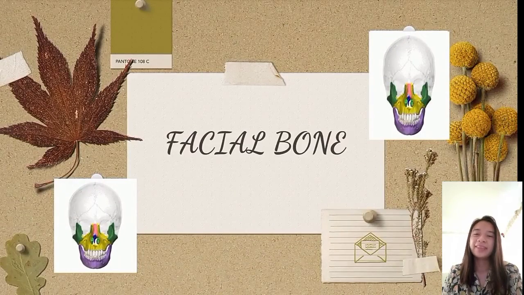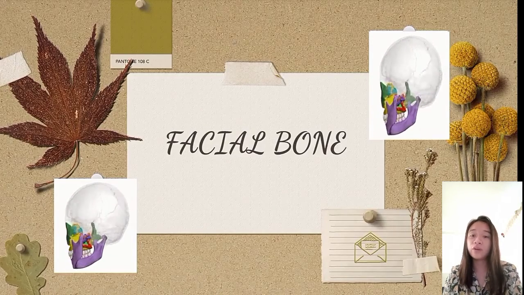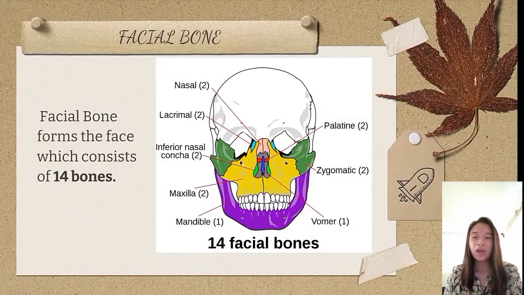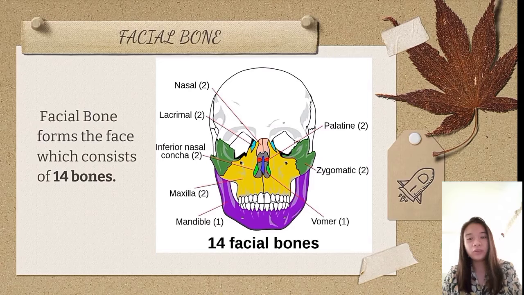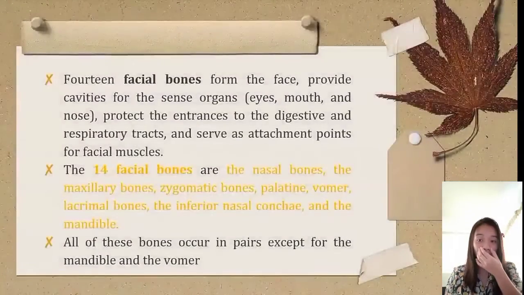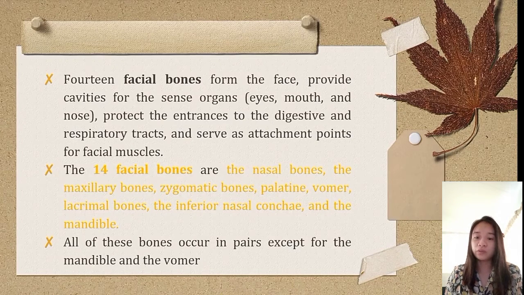Facial bones. Now let me tell you that these bones form our face, and they consist of 14 bones, and we are going to tackle them in the next consecutive minutes. So based on the shown slide, facial bones form the face. They provide cavities for the sense organs, specifically the eyes, the mouth, and the nose. They guard the entrances to the digestive and respiratory tracts, and serve as attachment points for facial muscles. All these facial bones come in pairs except for the mandible and the vomer.